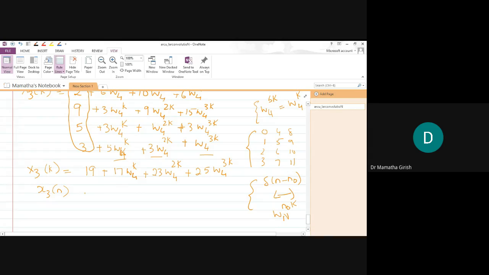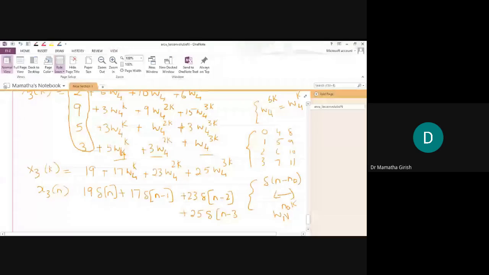The first term is what? 19 as it is. Since it is not having any middle factor term, it's 19 times delta of n plus 17. What is the coefficient of k over here? 1. So the value of n naught is 1, delta of n minus 1, plus 23 times delta of n minus n naught where the coefficient of k is 2, so n naught is 2, plus 25 into delta of n minus n naught where n naught is 3 over here.